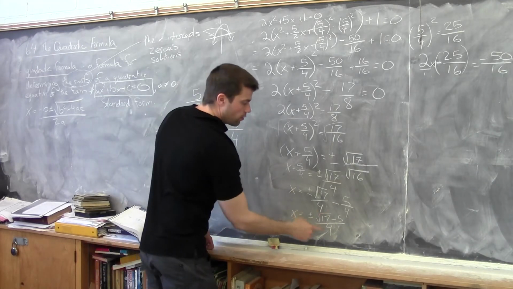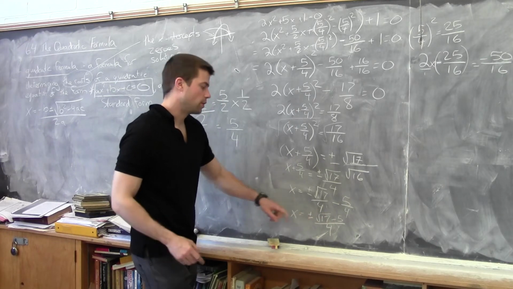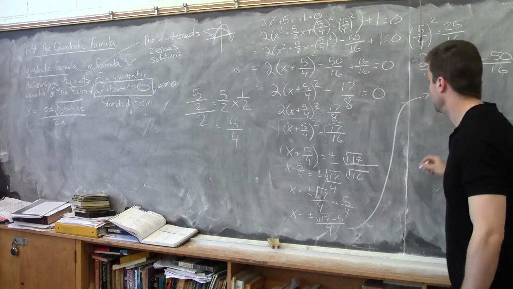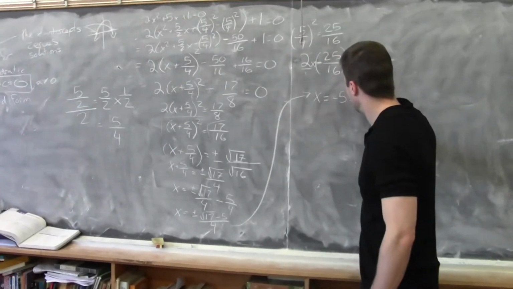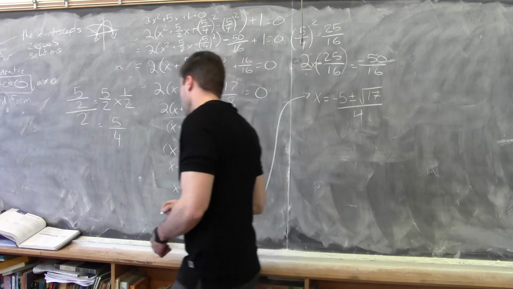And now you just want to rearrange this so that the negative 5 is before the plus or minus, just so it looks a little neater. So I'm just moving that 5 in front. X is equal to negative 5 plus or minus square root 17 over 4.